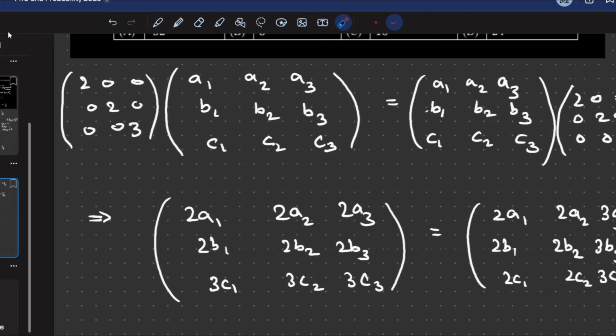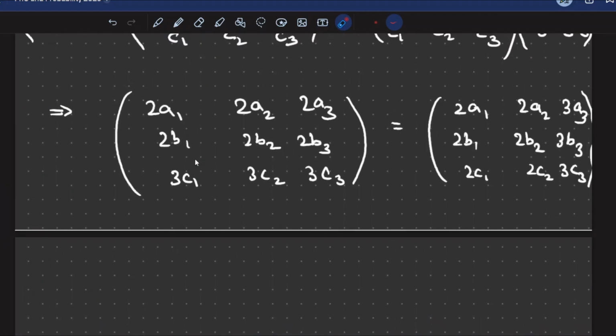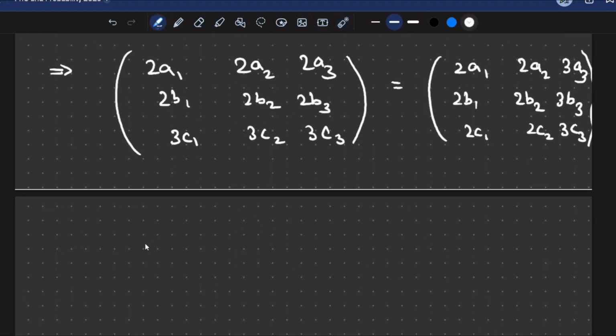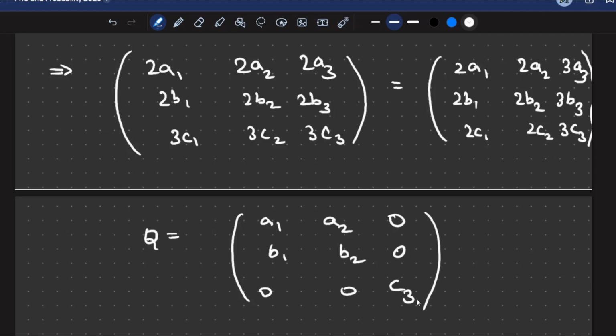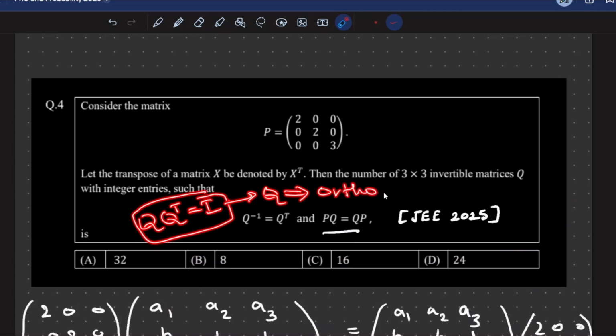Okay, let me add a page. So let us proceed. Our matrix Q now reduces to this. Now I have also been given that Q inverse is equal to Q transpose. So from here I can say that Q Q transpose is equal to I, right? Yes. So what does this imply? This implies that my matrix Q is an orthogonal matrix.